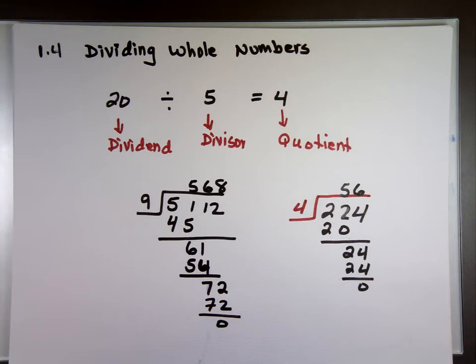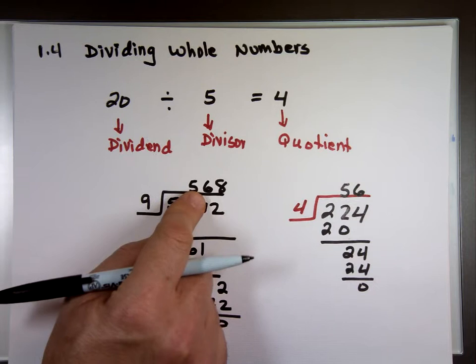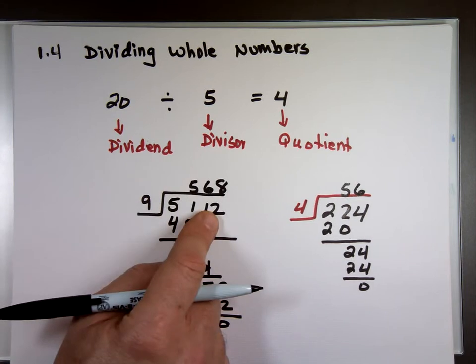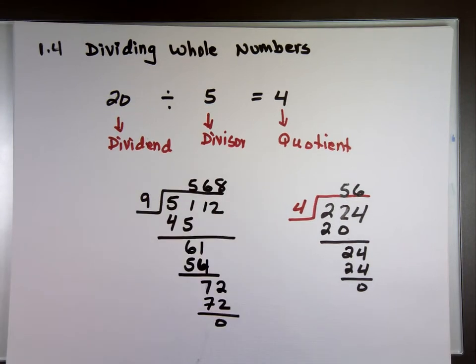Now, if you want to know if you did it right or wrong, how would you check your answer? You say, I wonder if that answer is correct. Multiply the 568 by 9. If you end up with that number, you did it right. That's one way to check your answer.